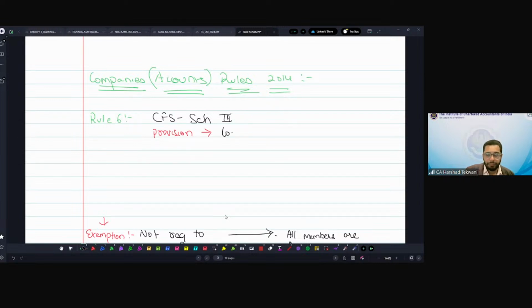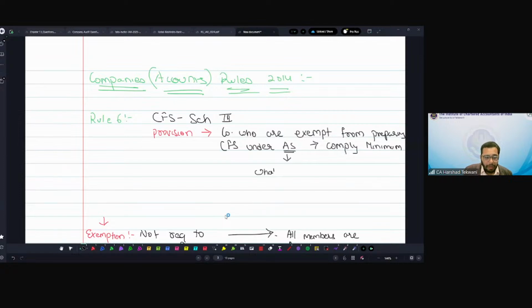So companies who are exempt, basically the companies which are covered under sub-section 3 of section 129 but which are not required to prepare CFS, who are exempt from preparing CFS under accounting standards, under AS, in that case it shall be sufficient that they comply with the minimum requirements. So this particular provision talks about AS. So we have to see what is the exemption under AS for this. Okay, we have to look for that.